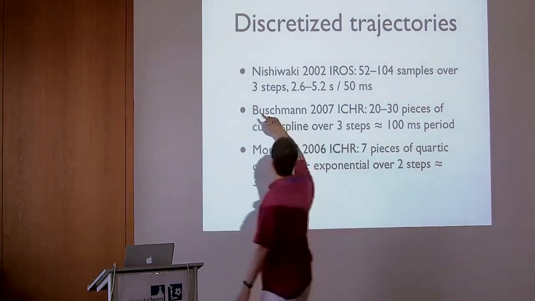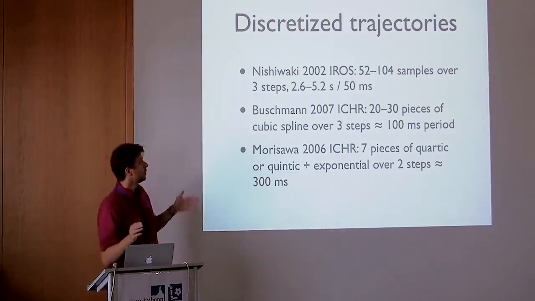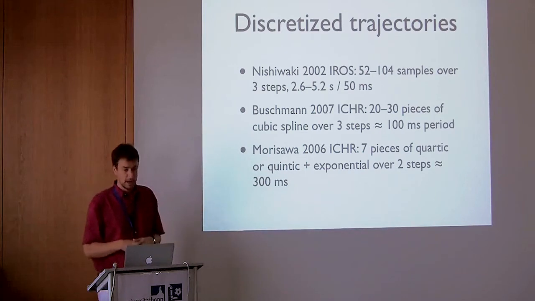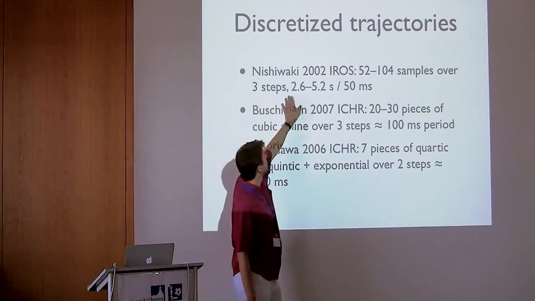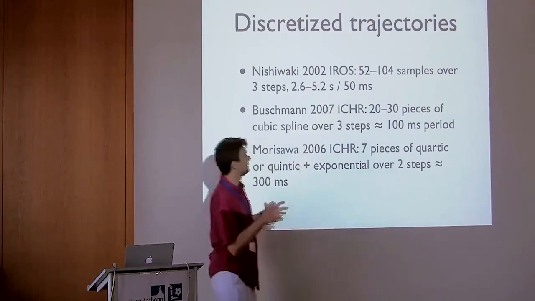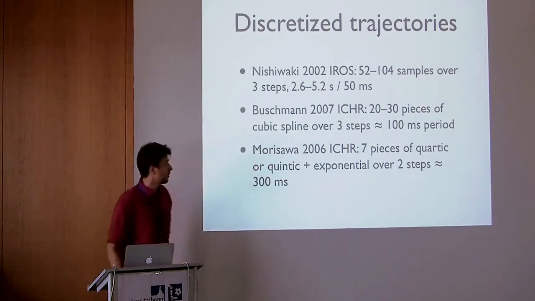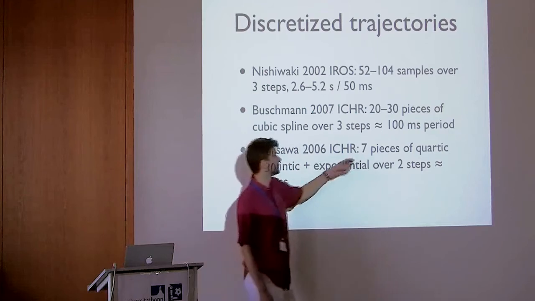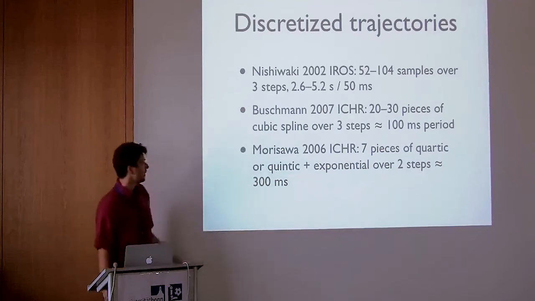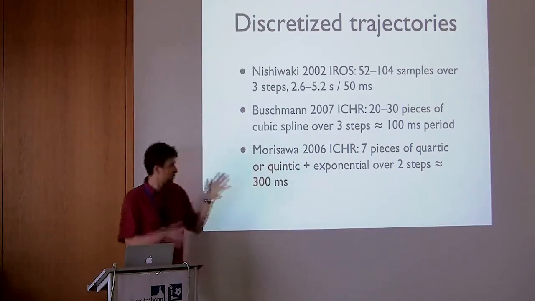So for example, in Tokyo University, they say, let's sample our trajectory between 50 and 100 times, so we have 50 to 100 samples. Knowing that they were considering three steps that take this kind of length of time, that makes a sample every 50 milliseconds. Thomas Buschmann in Munich proposed to use cubic splines, over three steps. So around 100 millisecond period with 20 or 30 pieces of spline. Morisawa for the HRP2 proposed to use quartic or quintic polynomials piecewise.